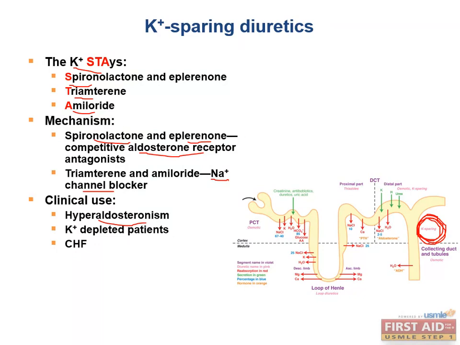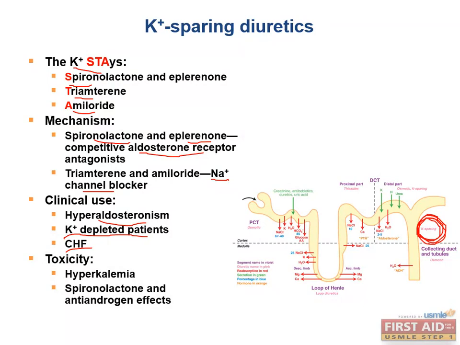Obviously, when you need diuretics in potassium-depleted patients, you're going to use potassium-sparing diuretics. And lastly, we're going to use potassium-sparing diuretics in CHF patients to prevent potassium depletion. And toxicity is going to include hyperkalemia, and spironolactone has some anti-androgen effects such as gynecomastia. So be careful with spironolactone because it can cause gynecomastia.